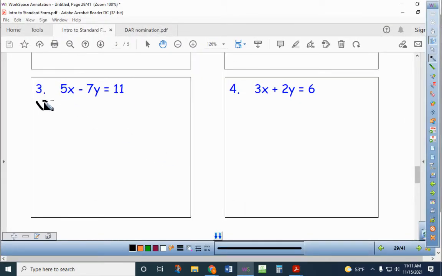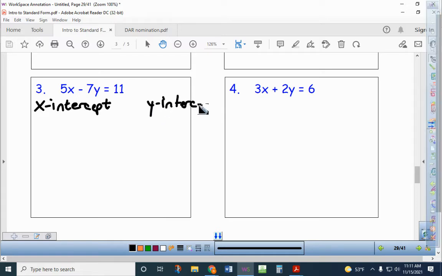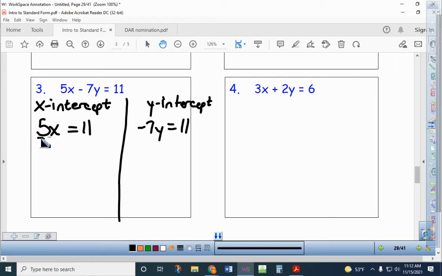All right, so we need to find our x-intercept and our y-intercept. Sorry I ran off the paper just a little bit there. But yeah. All right, so we have 5x equals 11 and negative 7y equals 11. Divide by 5. So x equals 2.2. And so that's a pretty decimal. So that's okay. You can write 2.2 comma 0, or you could leave it as 11 over 5.